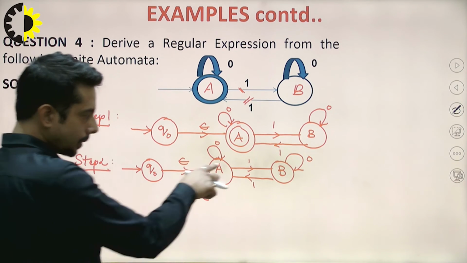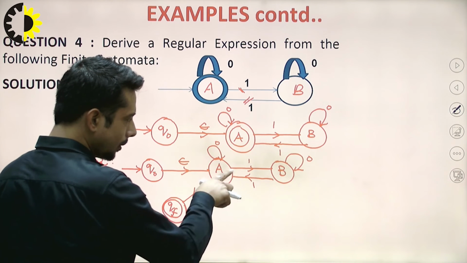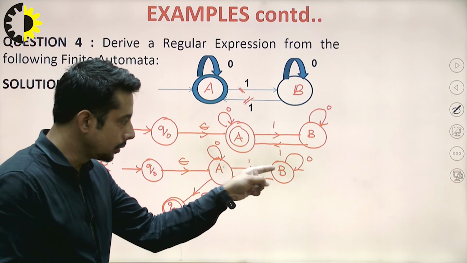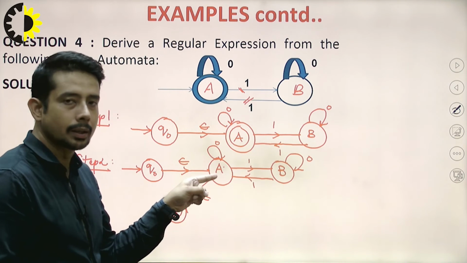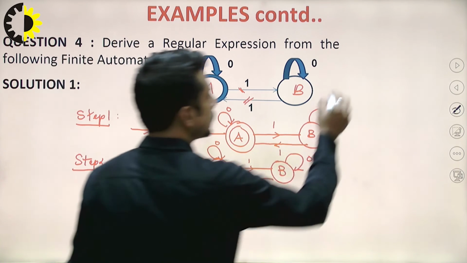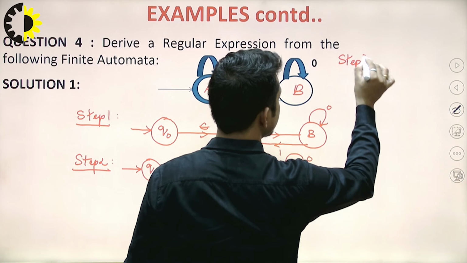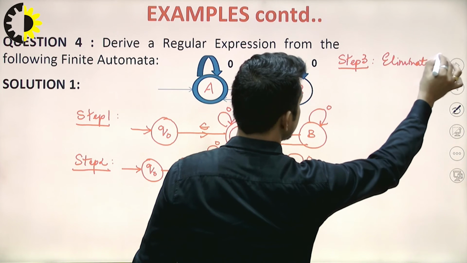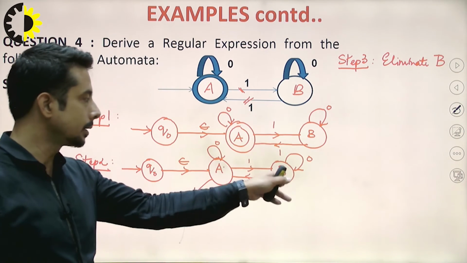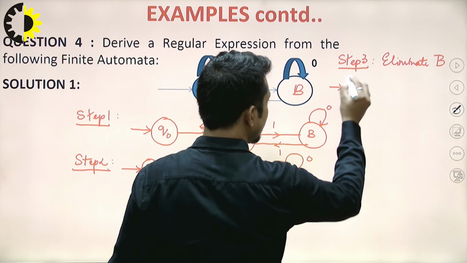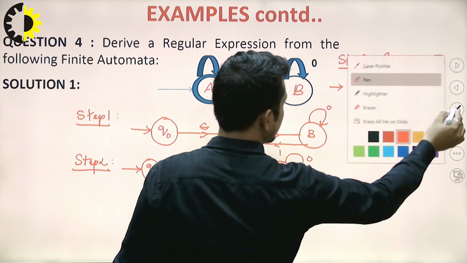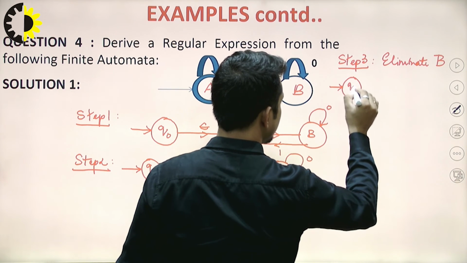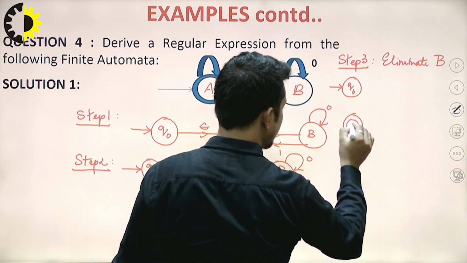If you look into this particular scenario, is it not a self loop type? See, from A there is a transition going to B, there is a self loop, again coming back to A. So if I eliminate B, suppose, step number 3, if I eliminate state B, then it will look like this. I am having this initial state, I am having this final state as well.